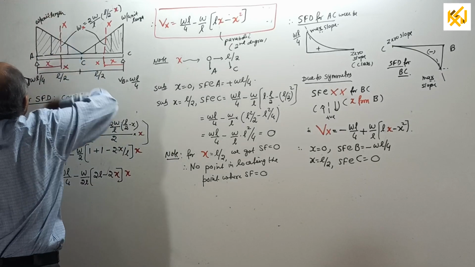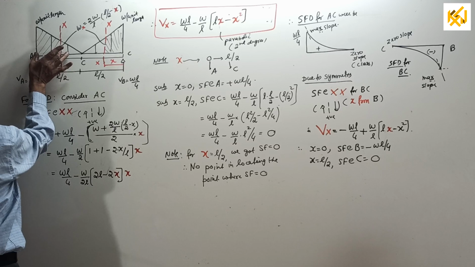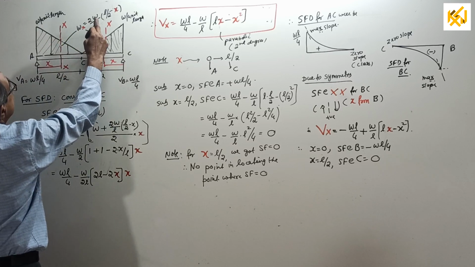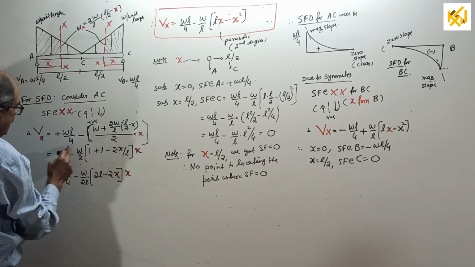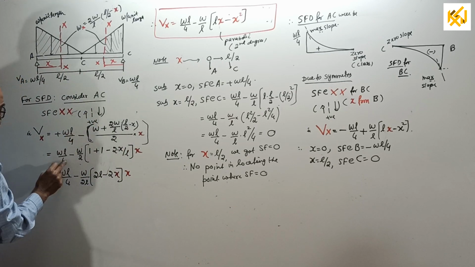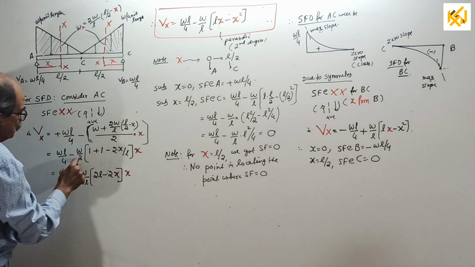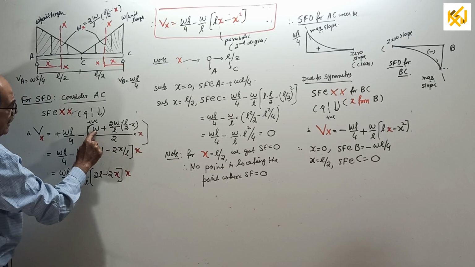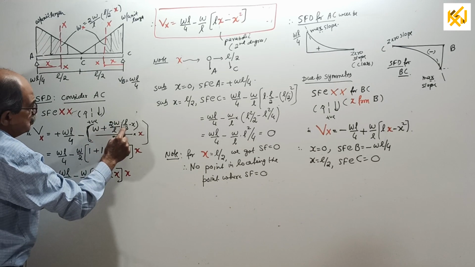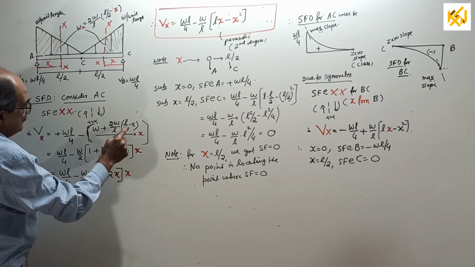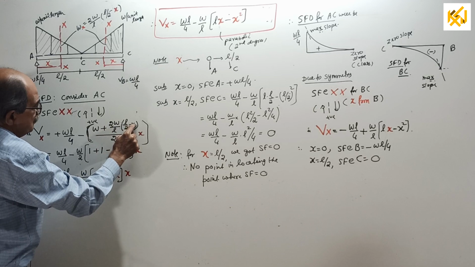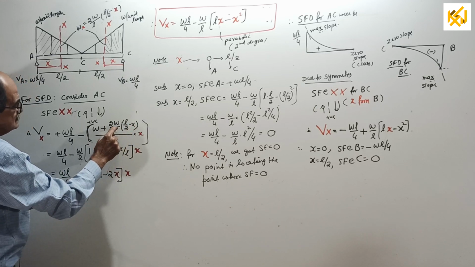So minus this much load means this much area: W plus this ordinate divided by 2 into x. I wrote it here. Then simplify. WL by 4 minus W by 2, I will push outside. Becomes what? 1 plus 2 cancels. W has gone outside. L cancels. 1 minus 2 times x by L.